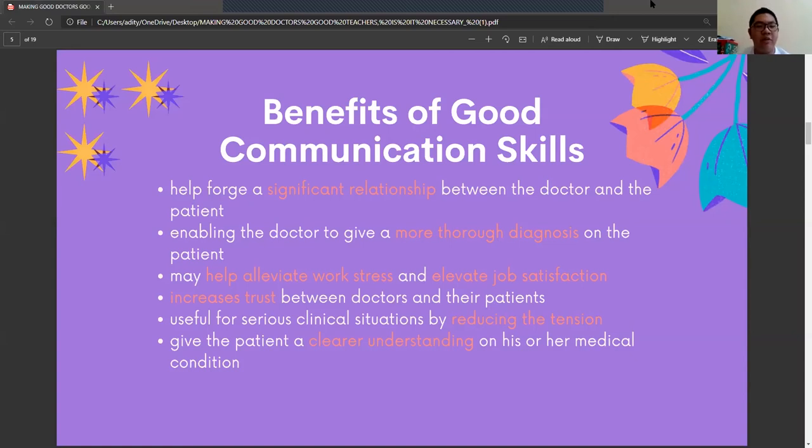The communication skills are also very useful for serious clinical situations where it demands better communication skills in reducing the tension. And lastly, it gives the patient a clearer understanding of his or her medical condition, therefore allowing them to comply further with the medication given by the doctor.